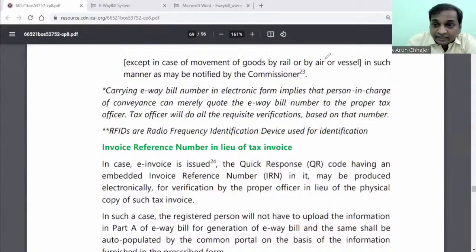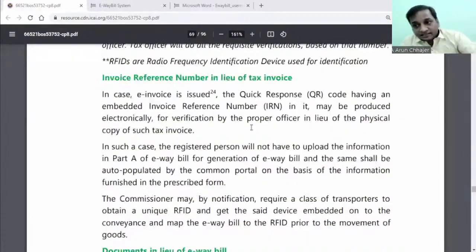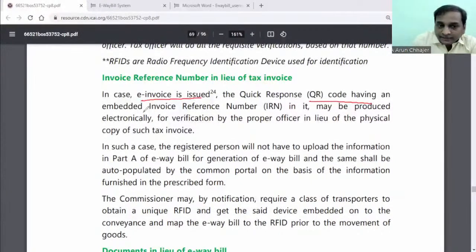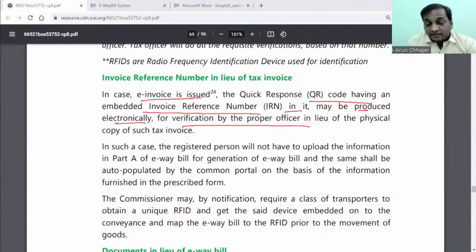Invoice reference number in lieu of the tax invoice. Now this is interlinking with e-invoice. In case e-invoice is issued, QR code having embedded IRN in it may be produced electronically for verification. If e-invoice is applicable, it is not necessary that you carry the hard copy of the invoice. You can provide it electronically for verification in lieu of the physical copy of the tax invoice.